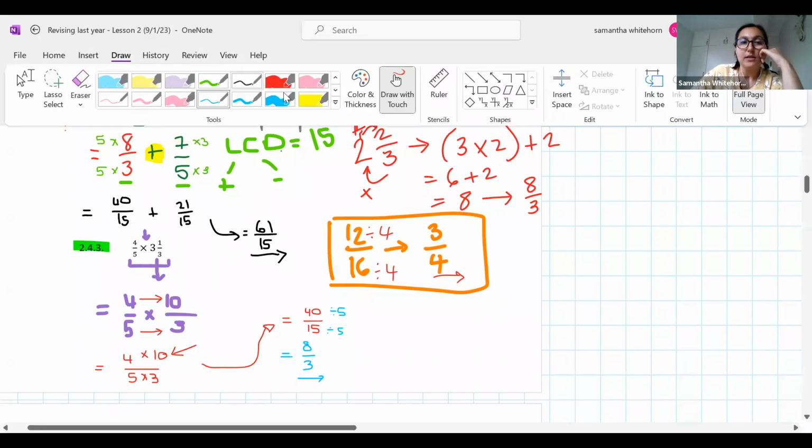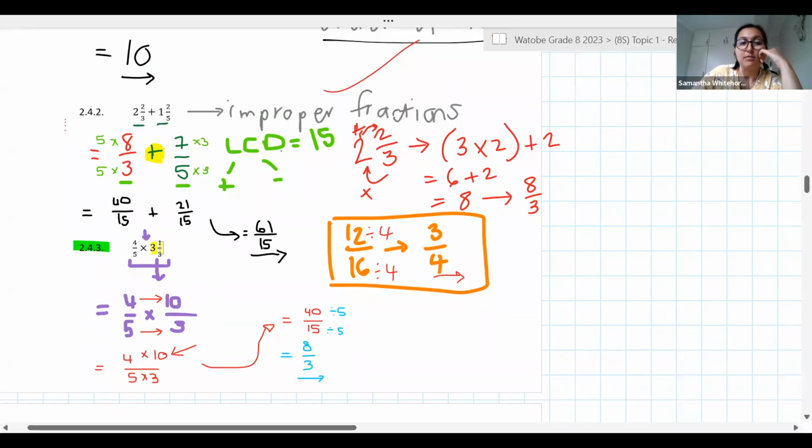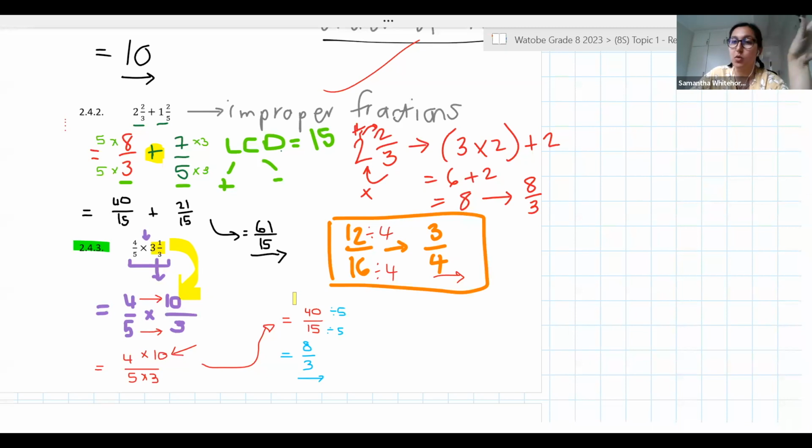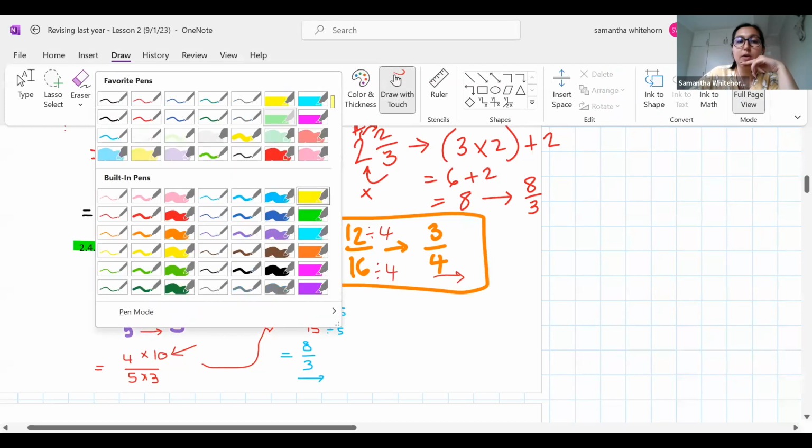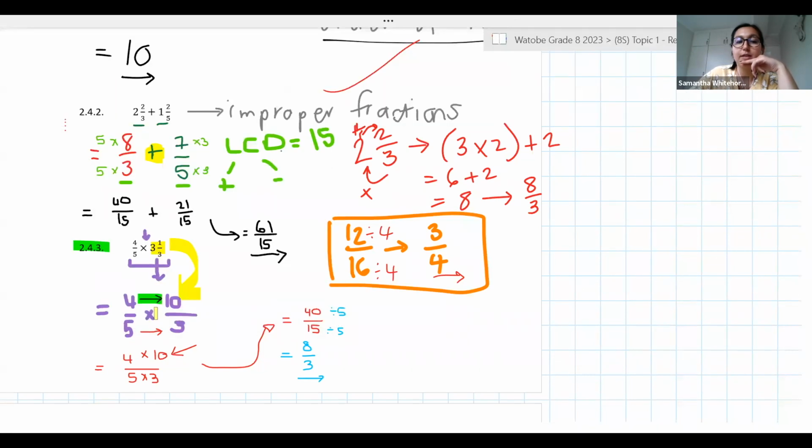First thing that we did was we converted this mixed number. So I converted the mixed number to an improper fraction. I think we're all happy with that. The next thing that I needed to do is I needed to remember that I have to multiply the two numerators together and the two denominators together. So 4 times 10, which gave me the 40, and 5 times 3, which gave me the 15.